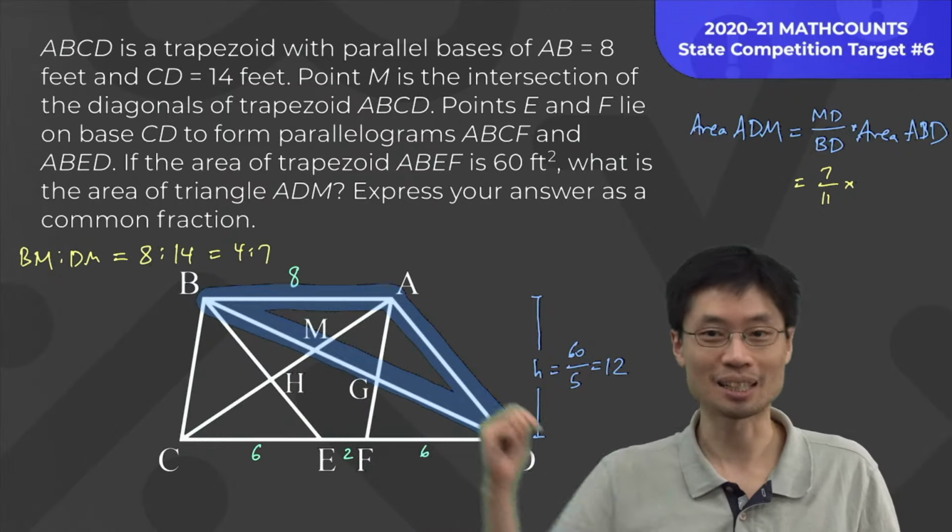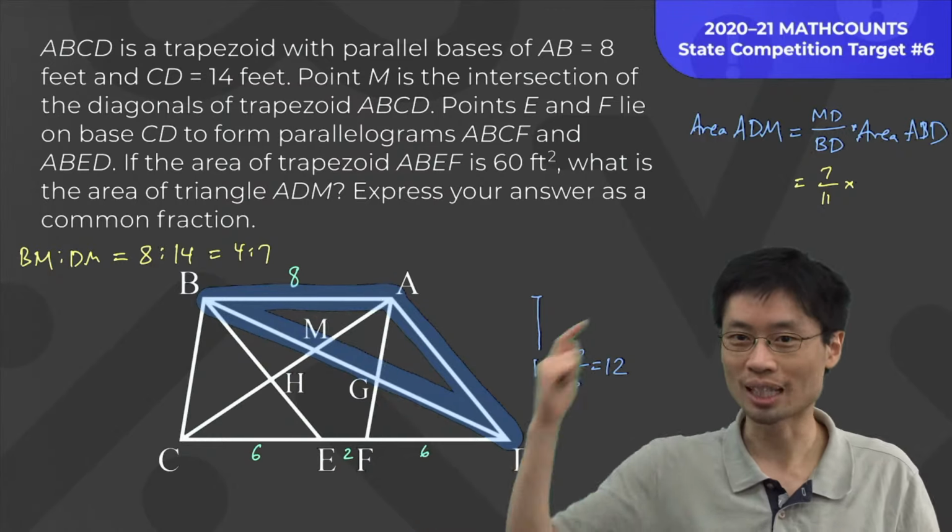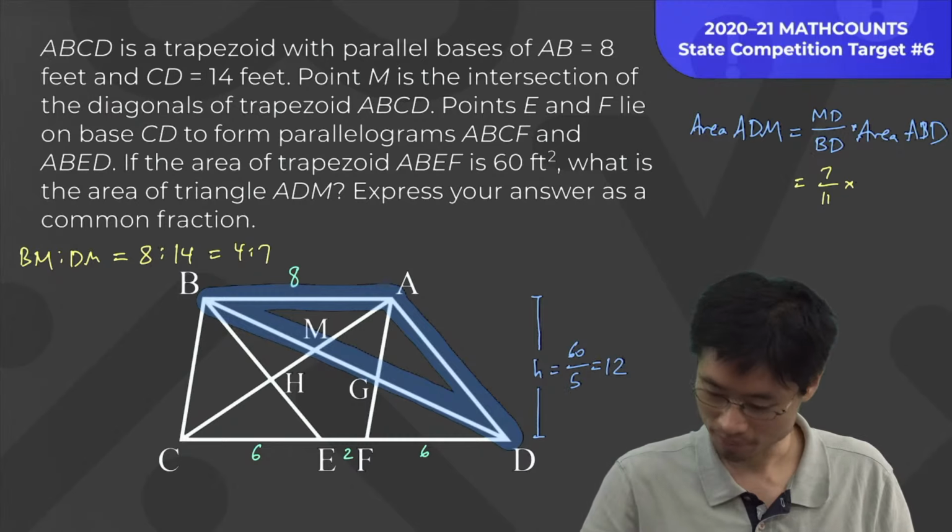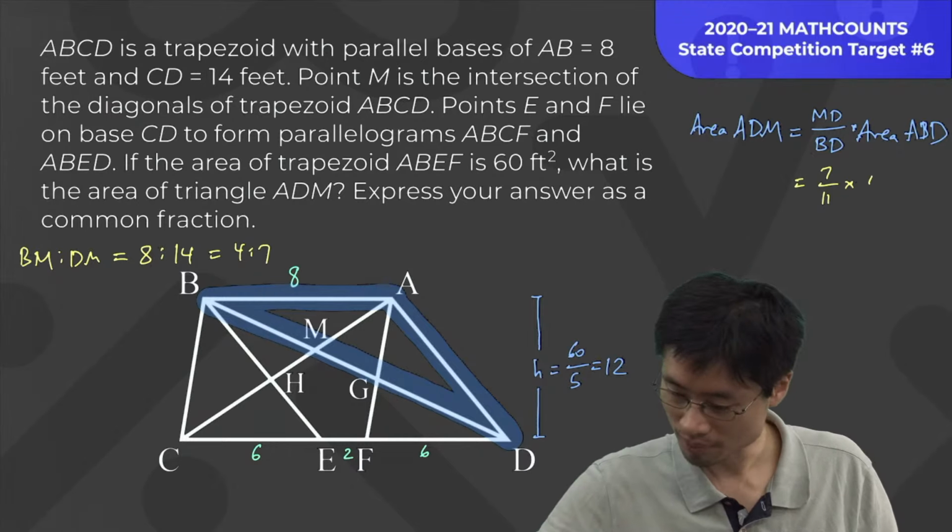All right, now we're good, because if the height is 12, now I know the area of ABD, half the base times the height. Half the base is 4. 4 times 12 is 48. Yikes.